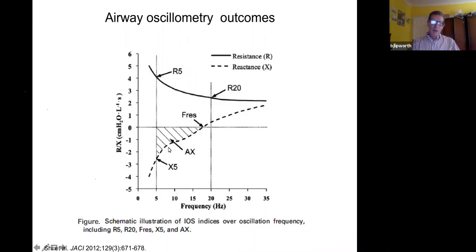The area under this curve from 5 hertz to where it crosses the zero line is called the area under the reactance curve. And so that's denoted as AX. So we'll just go with that again. Resistance at 5 hertz, resistance at 20 hertz, the difference, which is peripheral airway resistance, small airway reactance, area under the reactance curve, and the resonant frequency. That's it. There's nothing more complicated than that. All you've got to do is remember those numbers, which I'll remind you as we go through the talk.